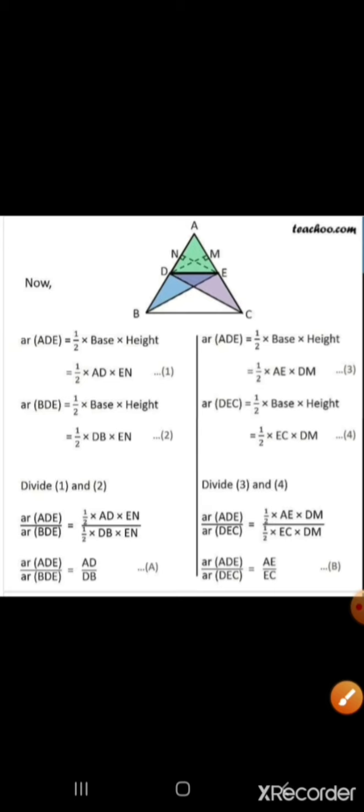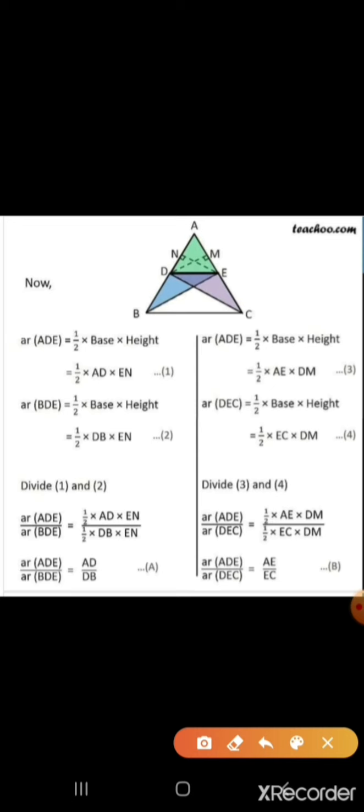Then similarly, we want to consider the triangle BDE. In this triangle also, the area is half into base into height. Here consider DB as the base, and our triangle is BDE. So from the vertex E, the perpendicular drawn to the side BD is again EN.